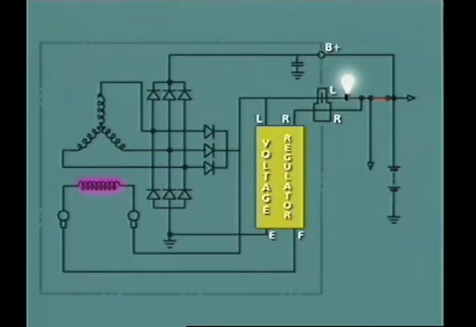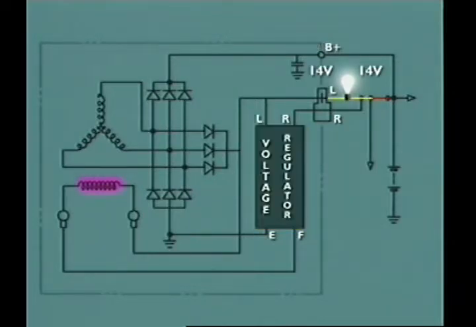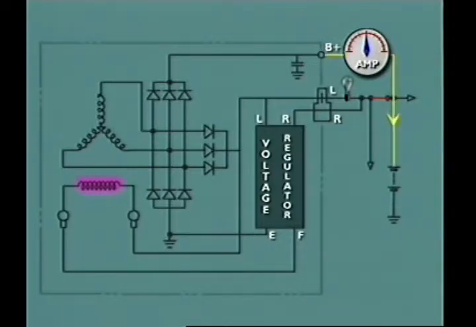The voltage regulator now takes over to control the field circuit current and maintain a preset regulated output voltage at the B-positive terminal of approximately 14 volts. As the voltage on each side of the charge indicator lamp is now equal, there can be no current flow through the lamp and the lamp is extinguished. The alternator is now said to be charging, and since the output voltage at the B-positive alternator terminal is greater than that of the battery, the current flows to the battery to begin the recharging process.